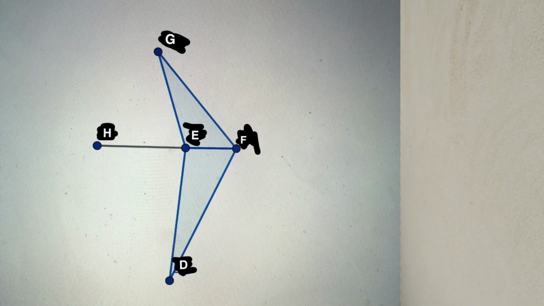Now, I'll explain why. So, FEH bisects DFG, and that is our given. And angle G is congruent to angle D, which is our other given. And EF is congruent to EF, making that our reflexive property. And angle DFE is congruent to angle GFE, making that our definition of bisect. So, triangle DFE is congruent to triangle GFE, making that our angle, side, angle.